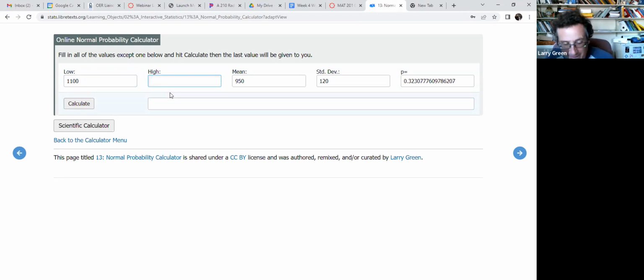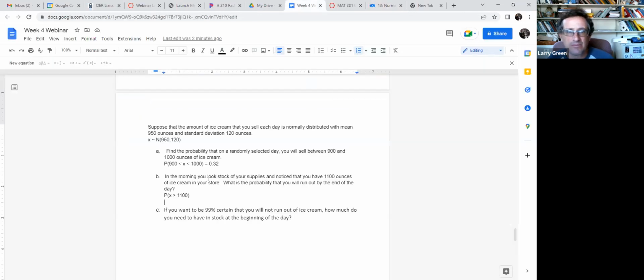What's the high? Yeah, now it's a bunch of nines. Notice there's 4 digits here, so I do 4 nines and then 2 more nines. That'll always work. And then the probability is what I want, so I leave that one blank and hit calculate. Looks like about maybe 11% chance, 0.11 all round.